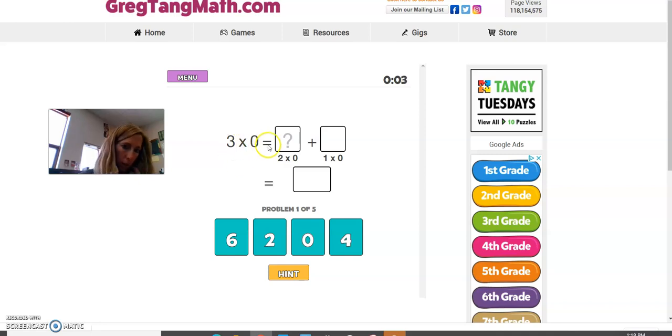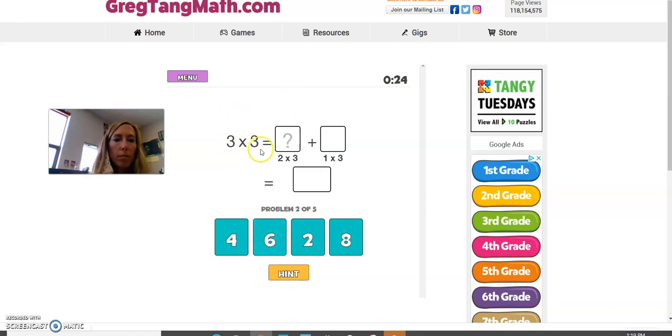So 3 times 0 would be the same thing as 2 groups of 0 and 1 more 0. You might be like, well, I don't need to do that when I have times 0, because I know it's going to be 0. But if I break it apart into 2 groups of 0, that would be 0. And 1 group of 0, well, that would be 0. And 0 plus 0 is 0. That's a lot of zeros.